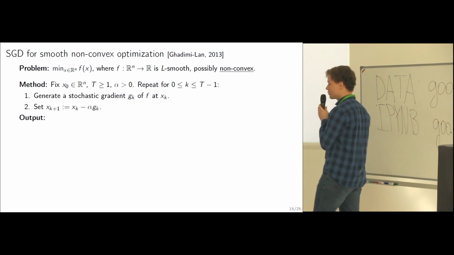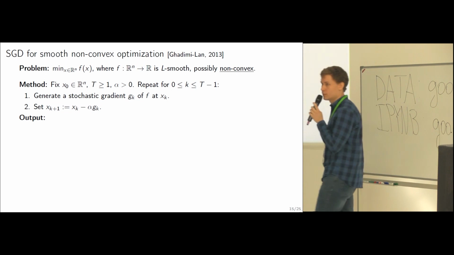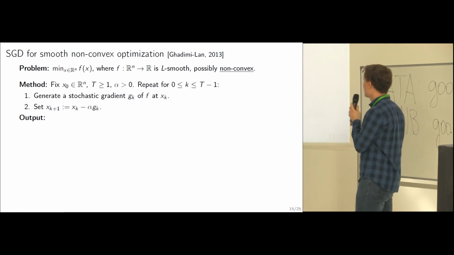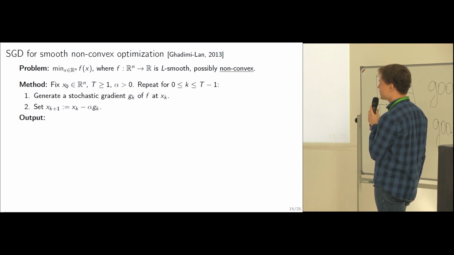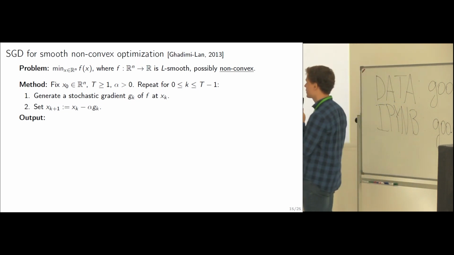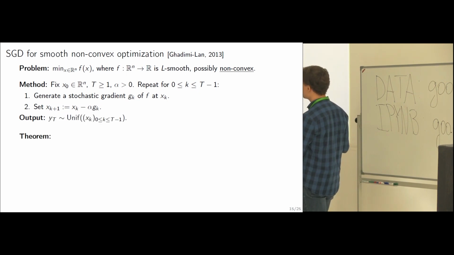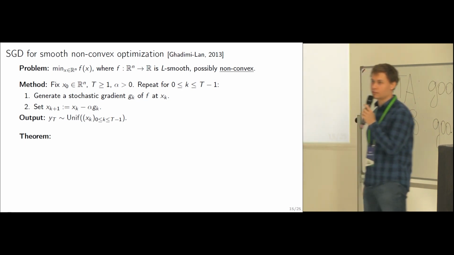Recall that in the context of convex optimization, we returned the average point on our trajectory, right? Now, in the context of non-convex optimization, this idea seems to be bad, right? Because if we have a non-convex function, then averaging the whole trajectory will give us something inappropriate. And here it turns out that what we should do instead is return just a random point on our trajectory.